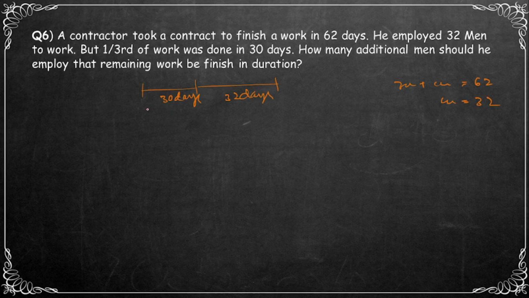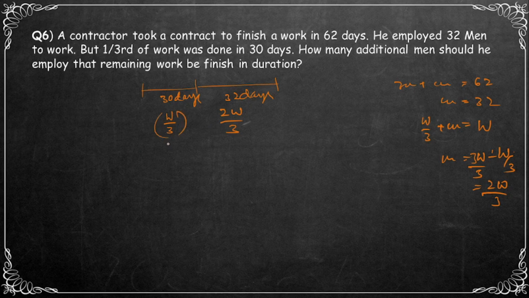So in the first duration, work done is 1/3 of the work. So 1/3 of the work is W by 3. So W by 3 plus remaining work is equal to total work. Remaining work is equal to W minus W by 3, which is nothing but 2W by 3. So this is 3W, 3 minus 1 is 2 by 3. So 2/3 of the work is remaining.